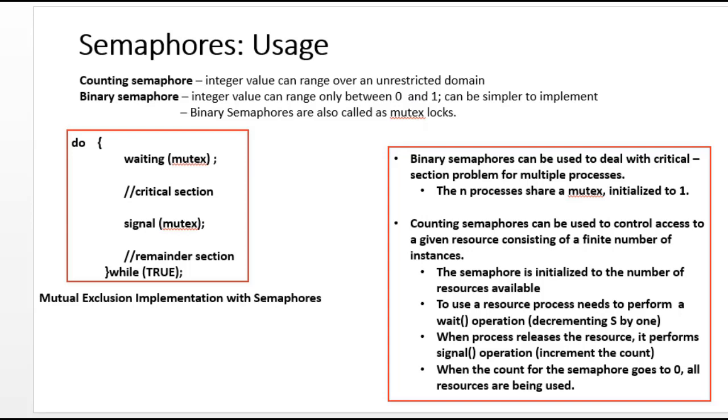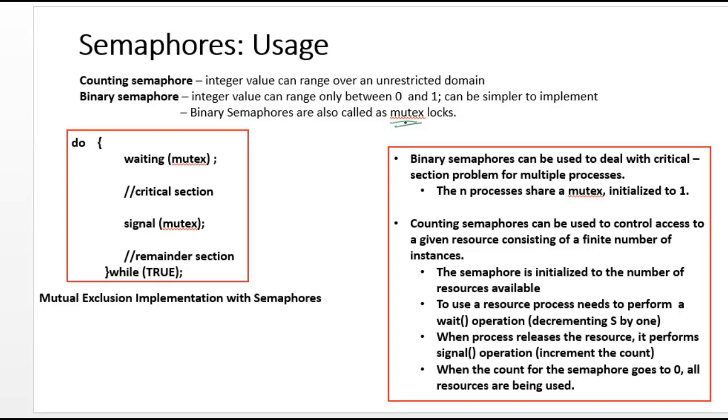Counting semaphores can have an integer value which can range over an unrestricted domain, minus infinity to plus infinity, which depends on how many resources are available of a particular kind. And binary semaphores can range only between 0 and 1. Binary, as the name suggests, will take a value of either 0 or 1. So binary semaphores are much easier to code. They are also called mutex locks because they can be used to implement mutual exclusion. Mutex is mutual exclusion.